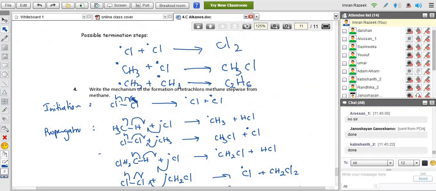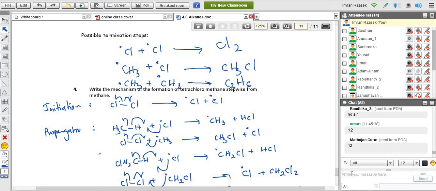Of course, now don't write the termination steps now. If one substitution has 3 termination steps, how many terminations will all 4 substitutions have? If one has 3, all 4 hydrogens substituted give 12 termination steps. So when you're free, just enjoy the 12 termination steps. You write the 12 termination steps. Don't write it now. Okay. Copy this, please.